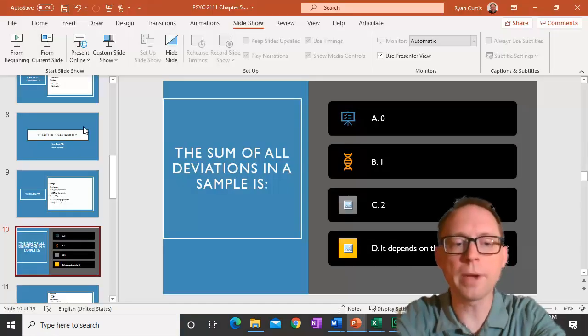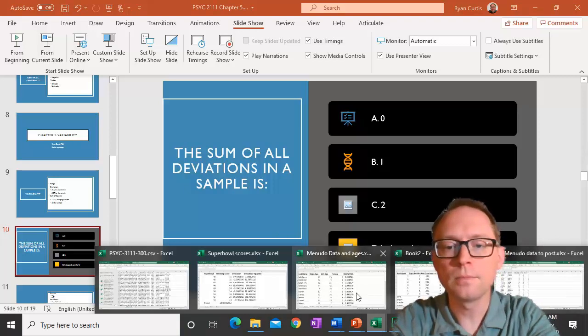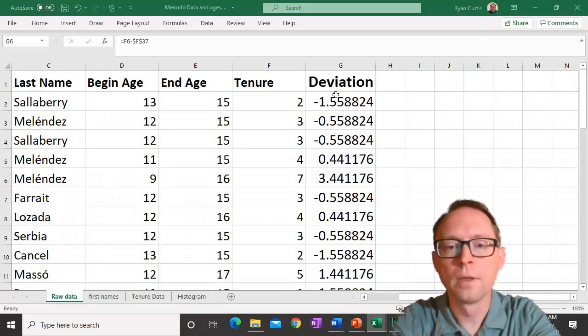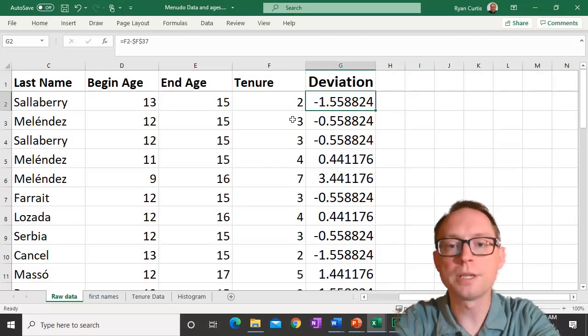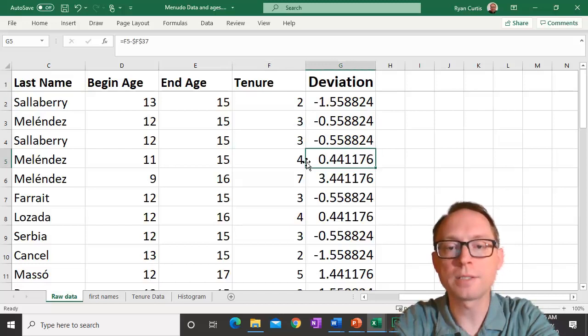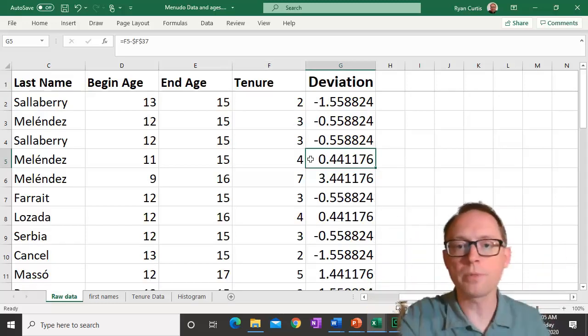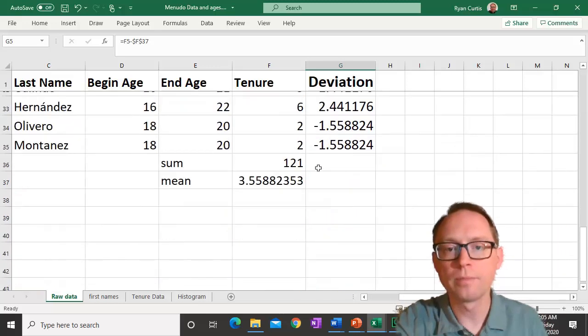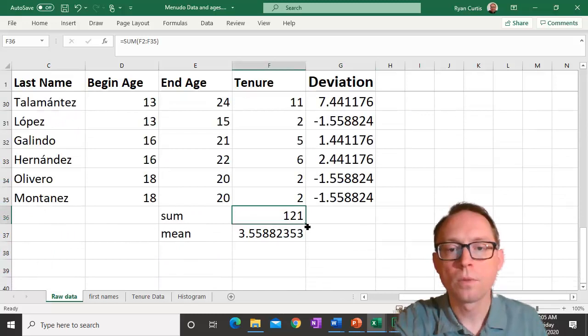Well, think about it. Let's take a look at our data. Remember, every person's score that's below the mean gets a negative, and everyone that has above the mean gets a positive. And those are always exactly away from the mean. So when you add them all up, they're going to add up to 0. So let me show you.